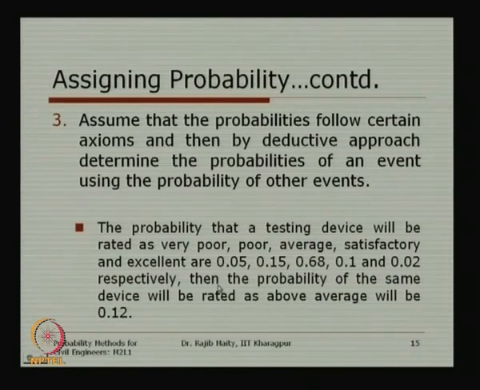Then the question is: what is the probability that the same device will be rated as above average? Above average means it should be either satisfactory or excellent. There is obviously an assumption in the background, that a particular customer cannot categorize it as both satisfactory and excellent. If he categorizes it as satisfactory, he has only one choice. So these two events, categorizing as satisfactory or excellent, are mutually exclusive.